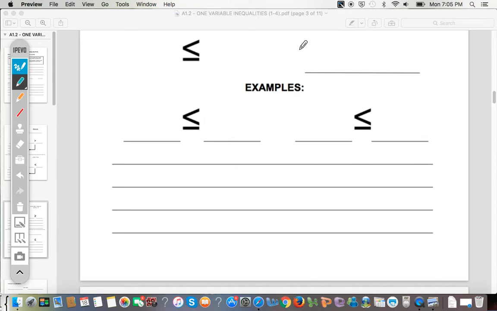And last but not least, we have the less than or equal to sign. Some examples are -1 is less than or equal to 0. And same as our last situation, I'm going to put 5 is less than or equal to 5. These are both true.